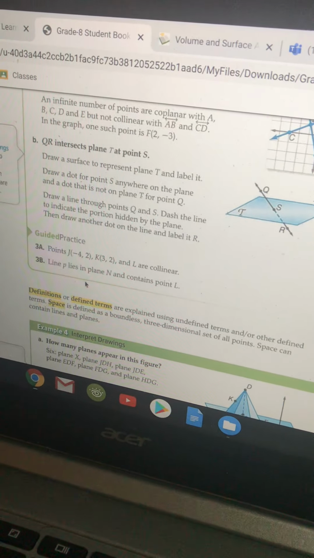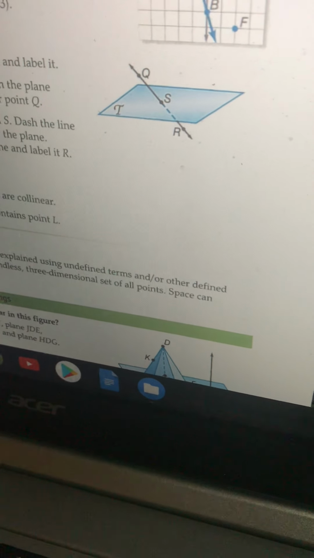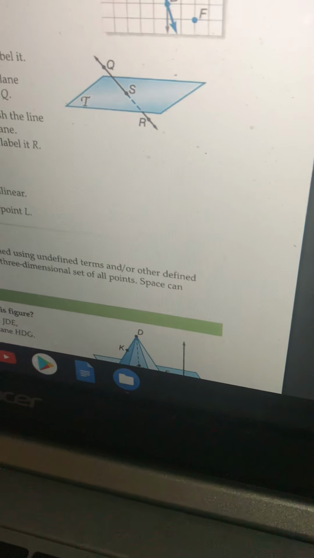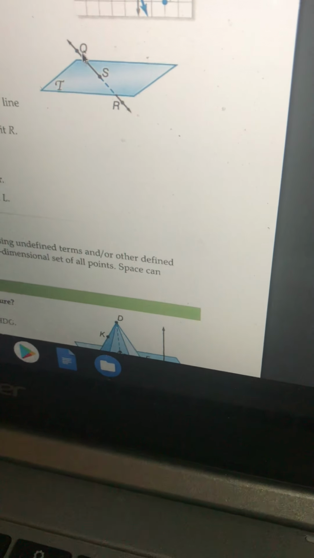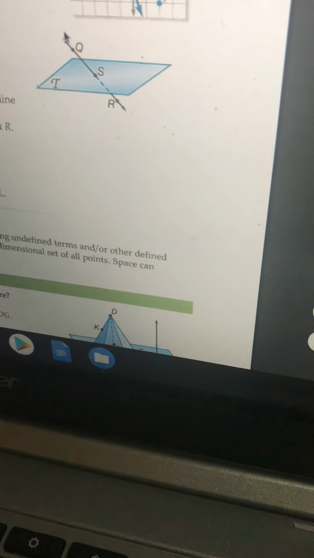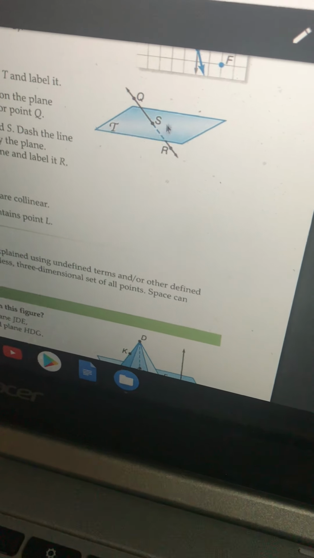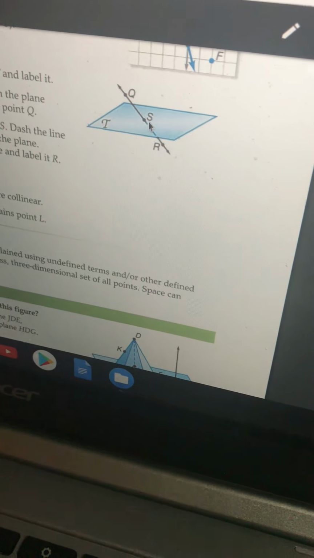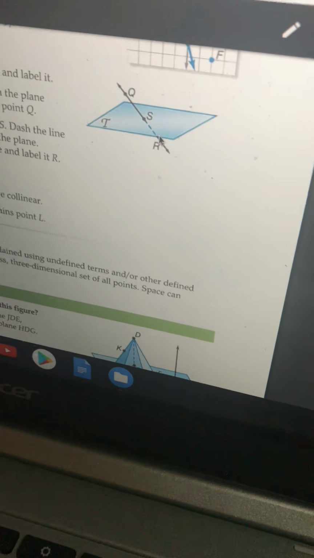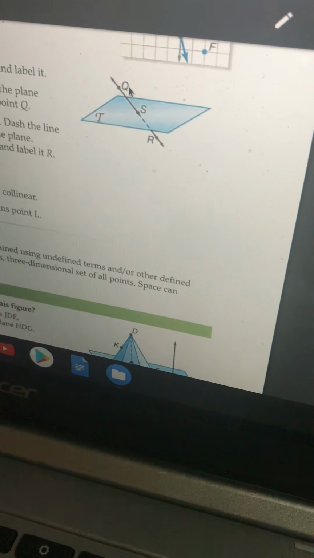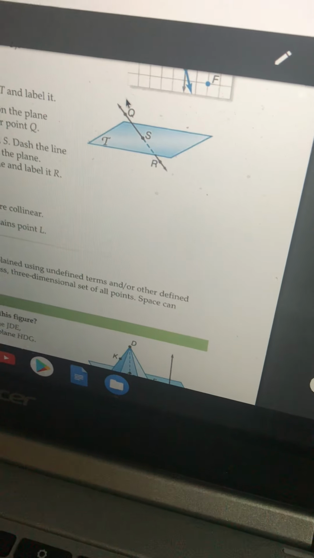All right, now let's do some examples. We have discussed collinear, coplanar, and intersection. Now here, Q, S, and R are collinear because they are on the same line. But Q and R are not coplanar with S. S is the only one on the plane. Q and R are outside of the plane. So, Q, S, and R are collinear, but they are not coplanar.